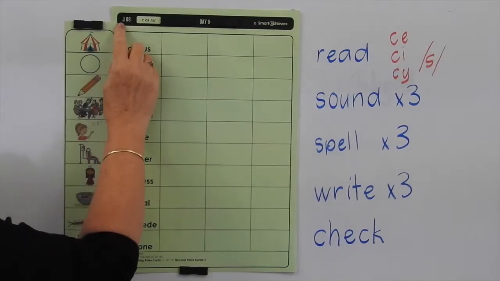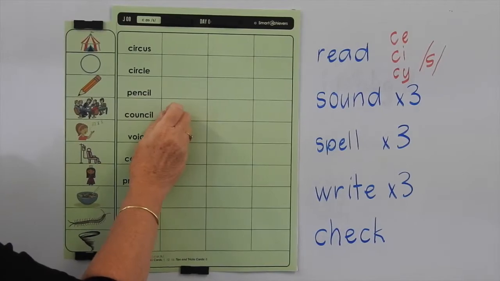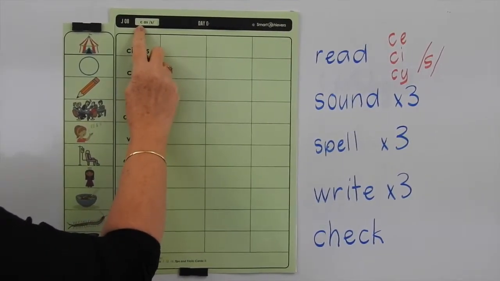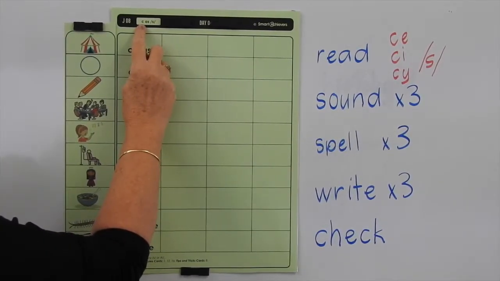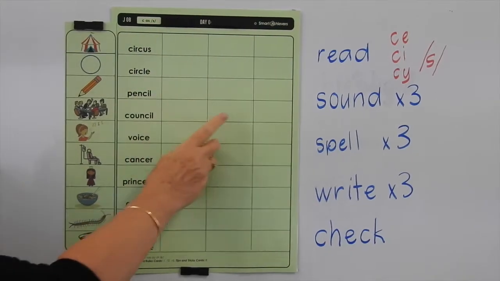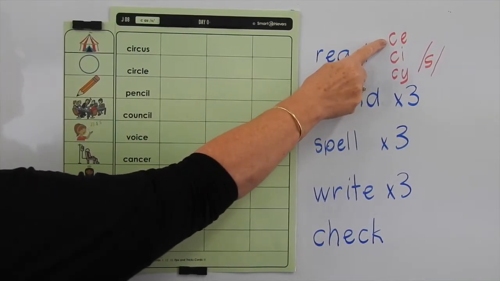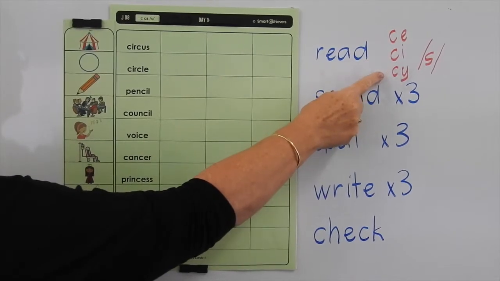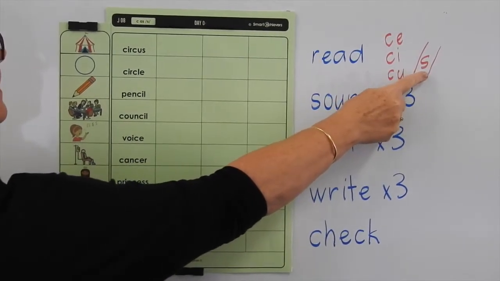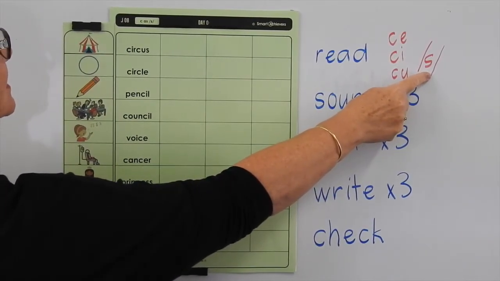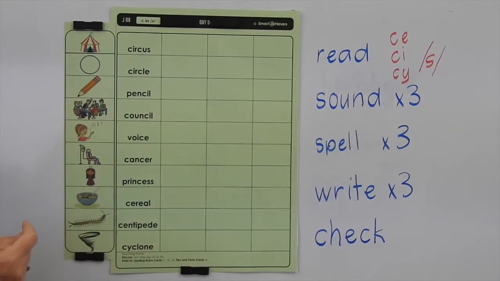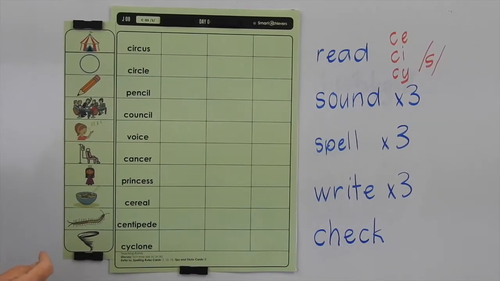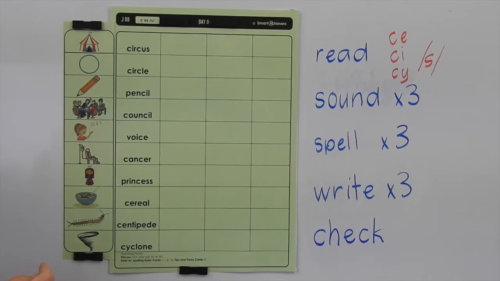This is level J, list 8, and we're doing day 1. In these words, we're looking at where the letter C says S. You'll notice that when a C is followed by an E, an I, or a Y, it makes the C make its soft sound S. If a C is followed by an A, O, U, L, or R, it says its hard sound K.